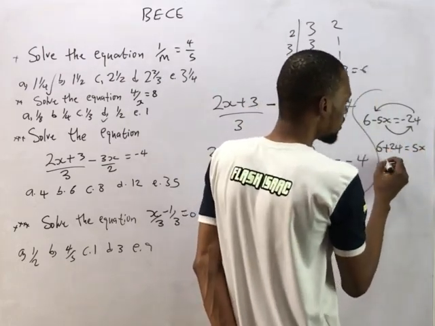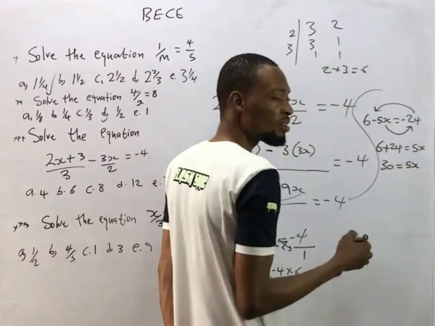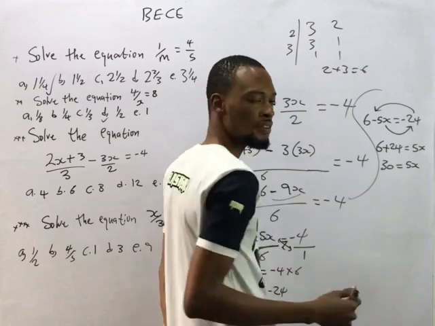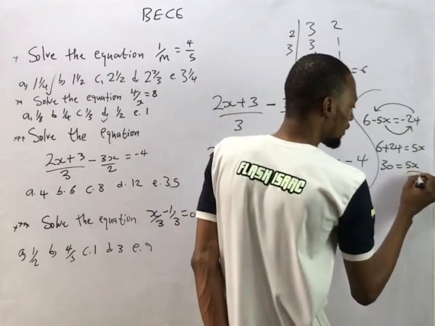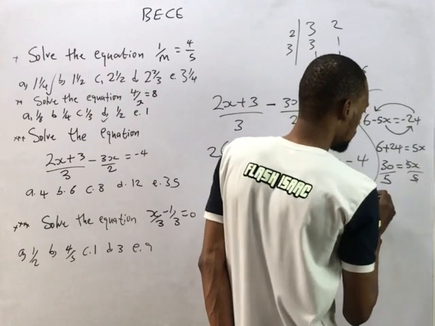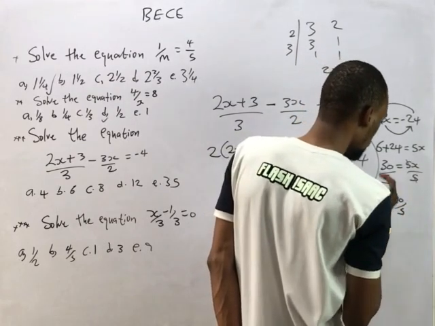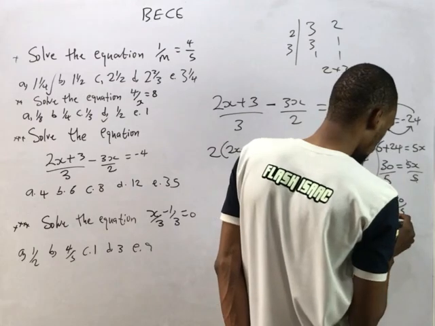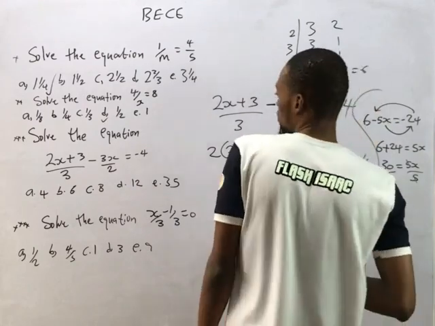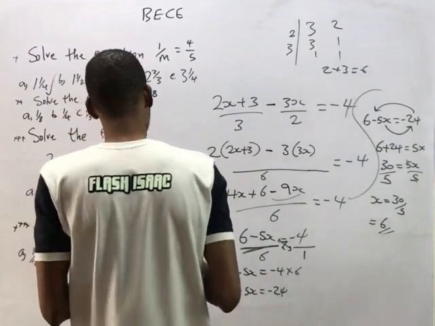6 plus 24 is 30, right? So 30 equals 5s. Now we are looking for s. We divide both sides by 5. Here over 5, here over 5. This will cancel, so s will be 30 over 5. And this will give you 6. So the correct option here is 6. That's option B.